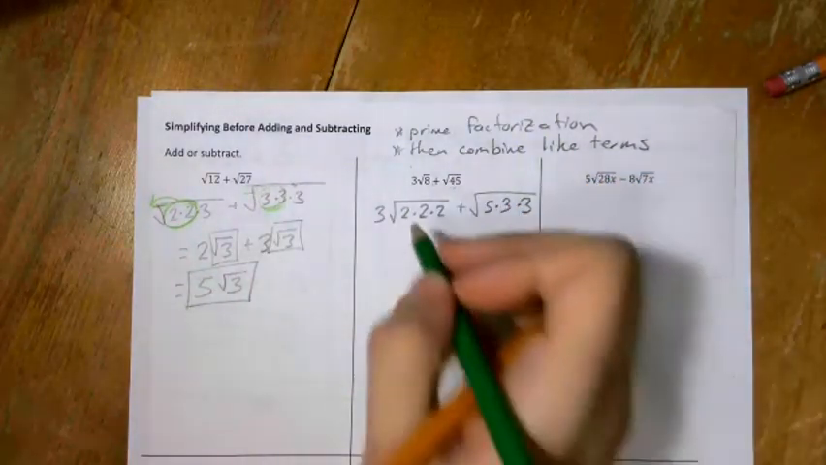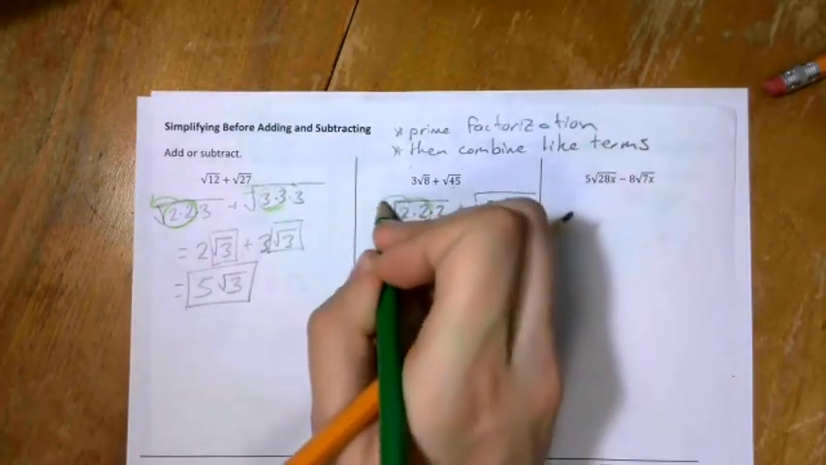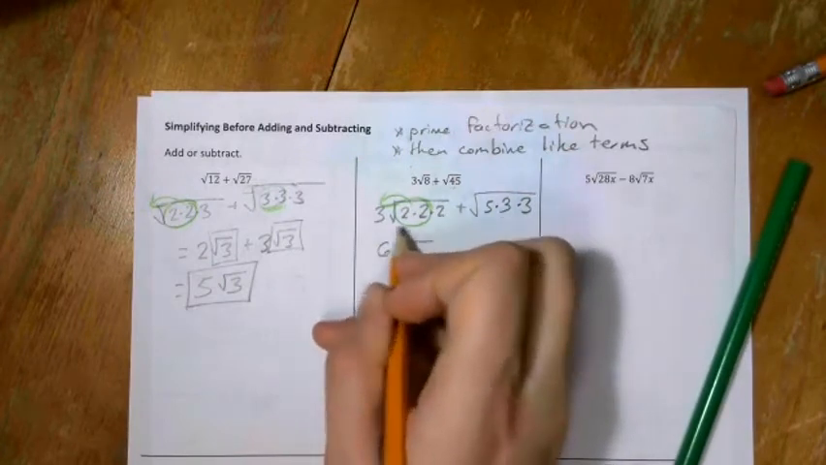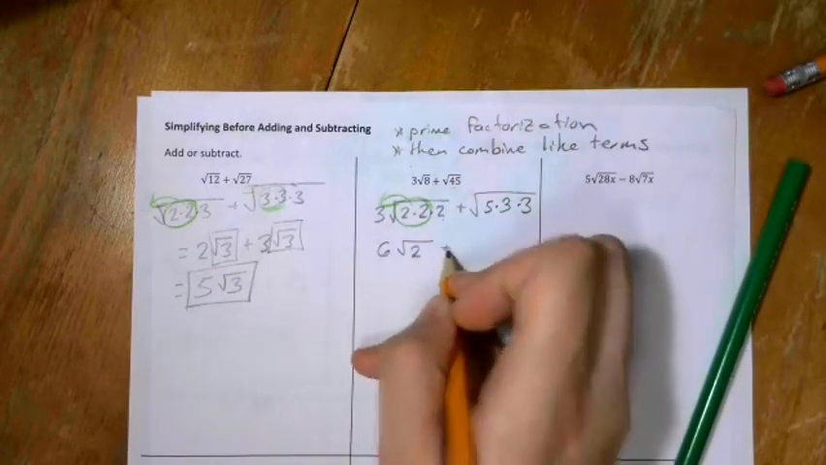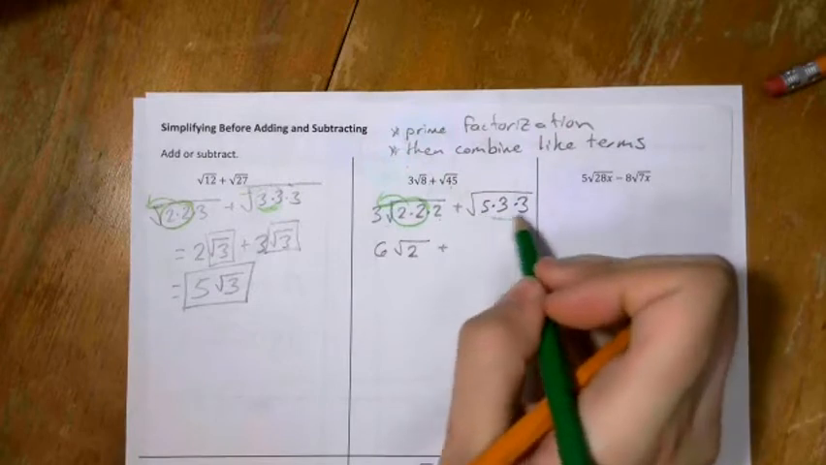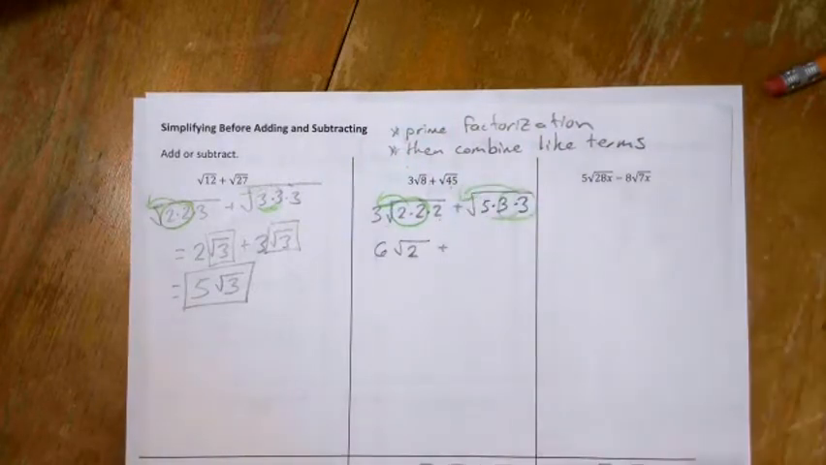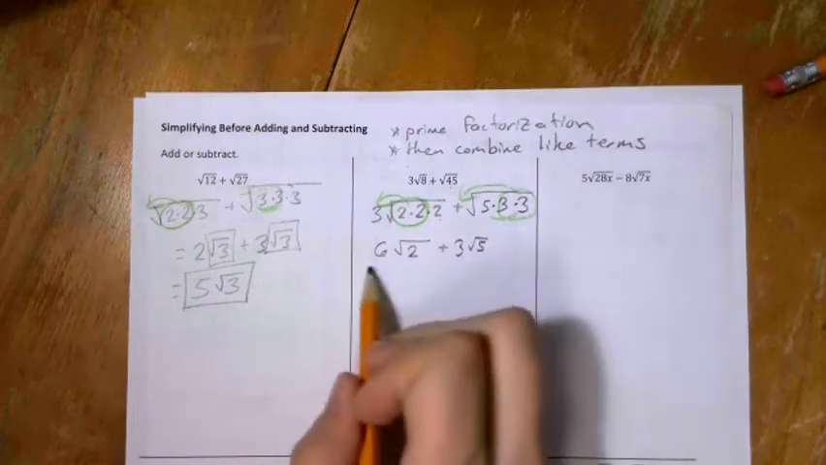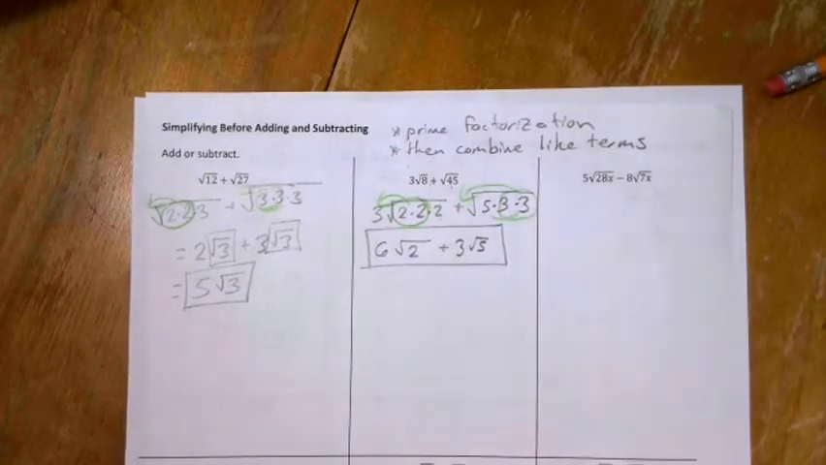Let's see who can escape. I've got a 2 that can escape. So I'm going to have 3 times 2, which is 6, and a 2 that gets left behind, plus I have a 3 who has a buddy and can escape, so 5 gets left behind, so 3 root 5. Are these like terms? No, so this is as simplified as it gets.